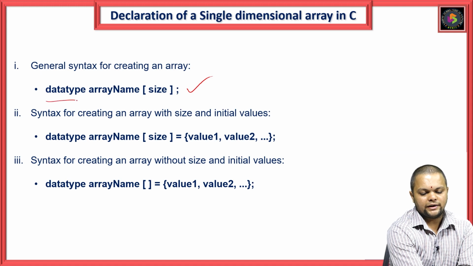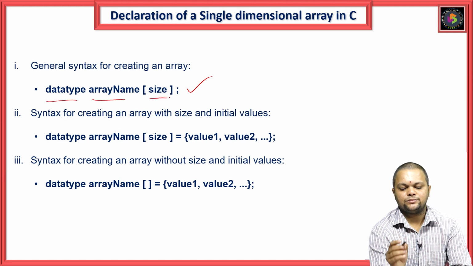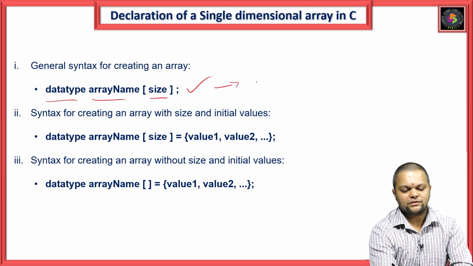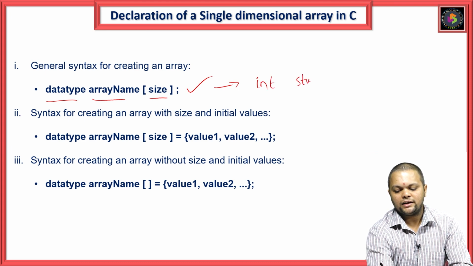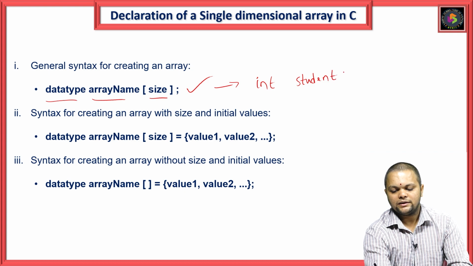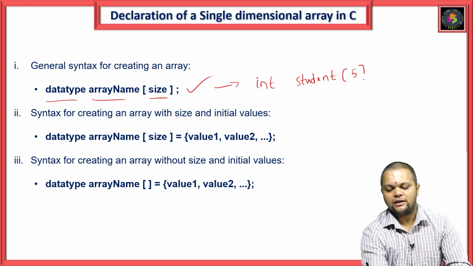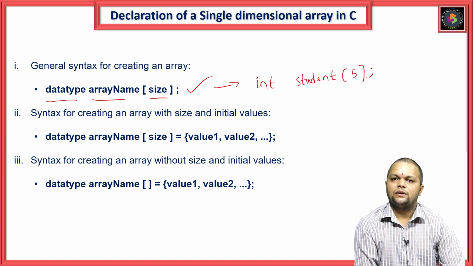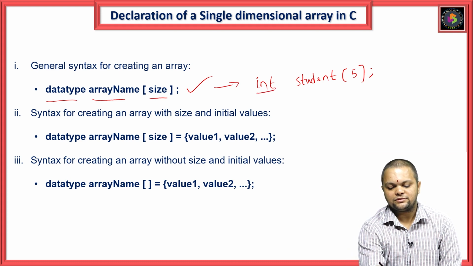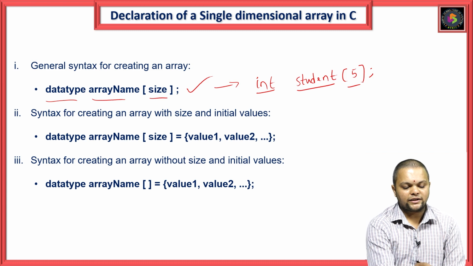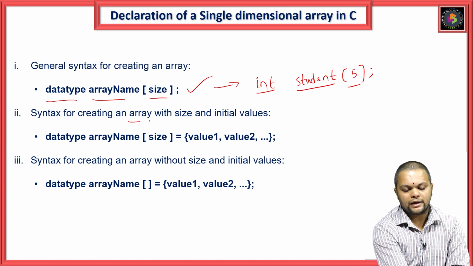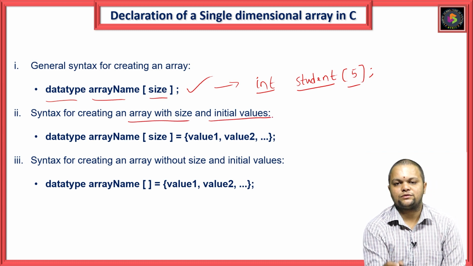Just give a data type, array name and size. An example for this: for the data type, I'll have integer. For the array name, I'll say student. For the size, I'll give any size, say 5. First thing is the data type, second thing is the array name, third thing is the size. Coming to the next one, we can have an array with size and initial values.